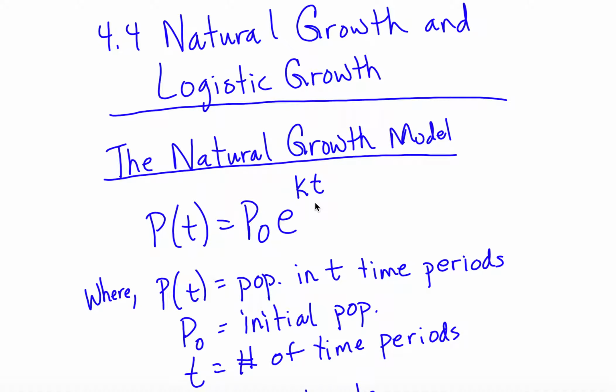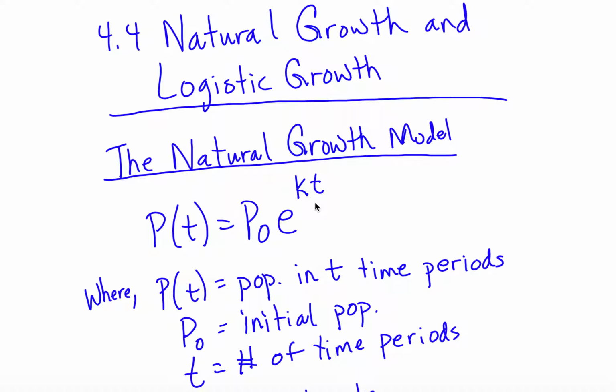This video will show, we'll talk about the natural growth model and the logistic growth model. The natural growth model is a model that we've seen showing up in a lot of nature, and that's why it's called the natural growth model. And it involves the number e.